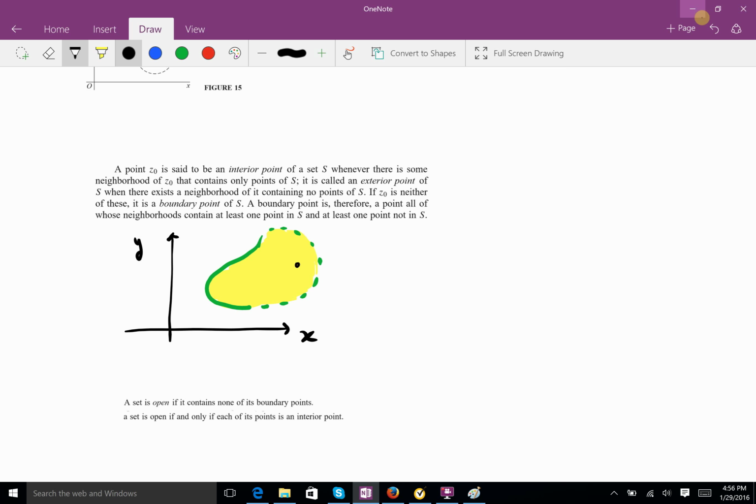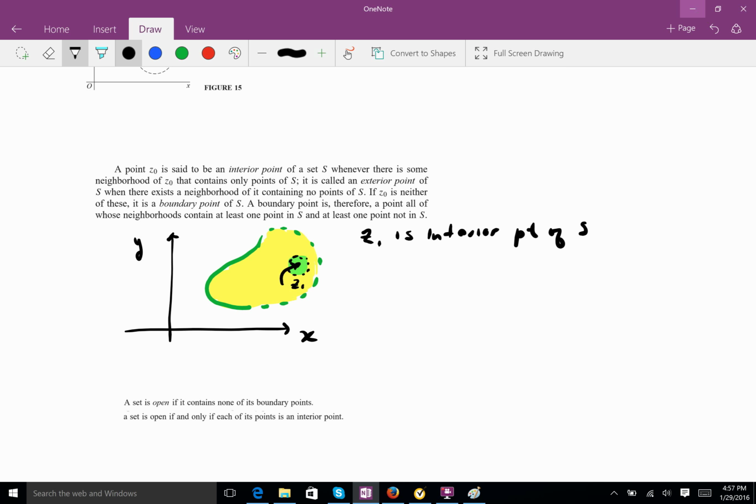So this point is an interior point of the set S. And the reason why is there is some neighborhood around that point that's entirely contained in the set S. So notice that this neighborhood right here, I'm going to draw it like this. This neighborhood of this point is entirely contained in S. So this point, I'm just going to call it Z1. That's an interior point. So whenever I can draw a little ball, and that ball is entirely within the set, that's an interior point. So Z1 is an interior point of S.